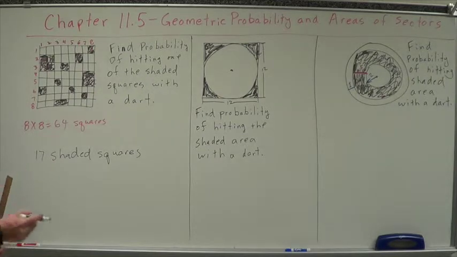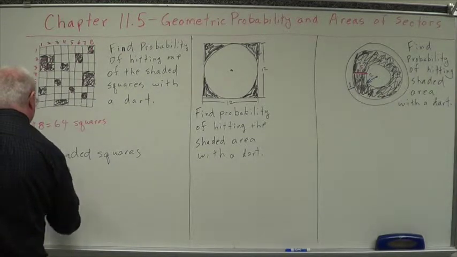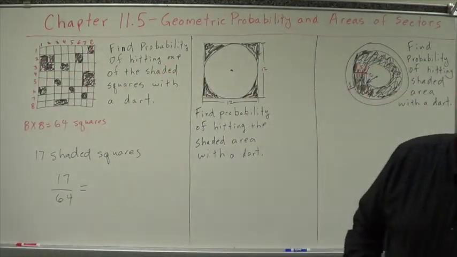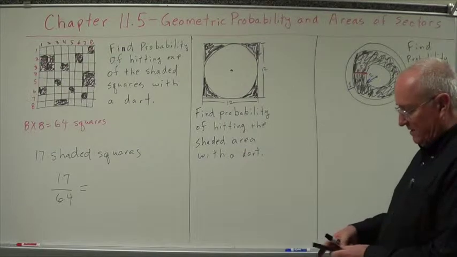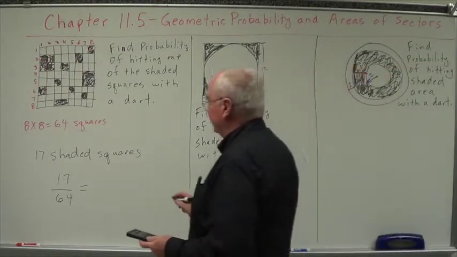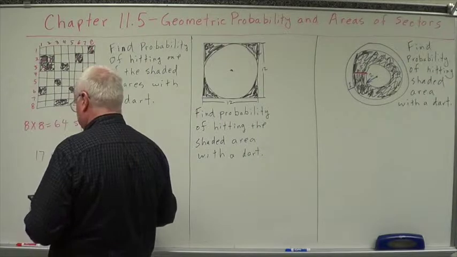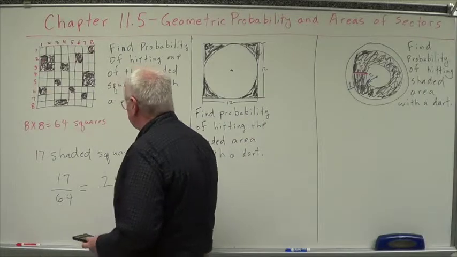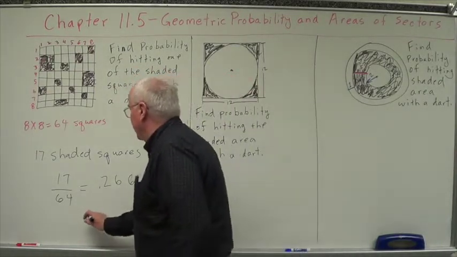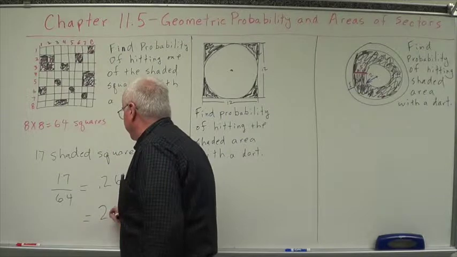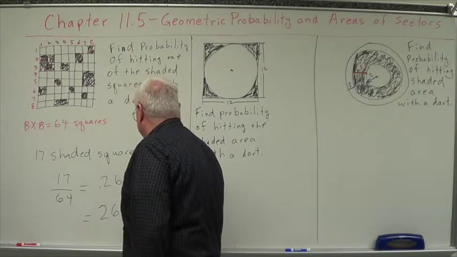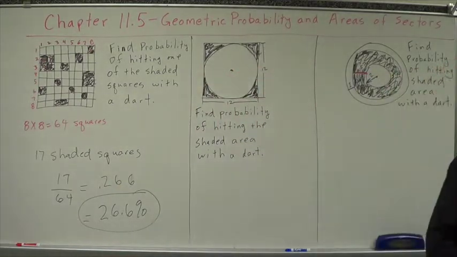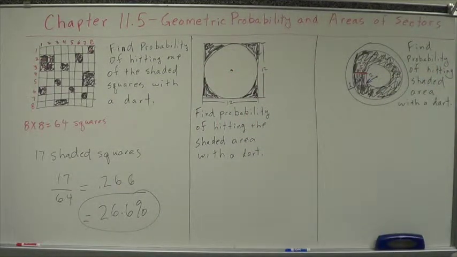What's the probability of me hitting that? 17 divided by 64 equals, I can't quite do that one in my head, so let's do 17 divided by 64 equals 0.266. Okay, 0.266. Make that into a percent. We're looking at our probability being 26.6%. In this case, all we had to do was simply count the squares because all those squares are the same size.